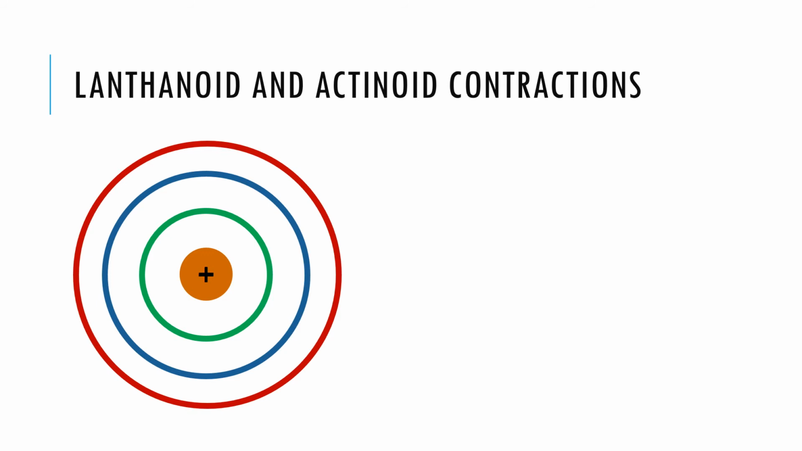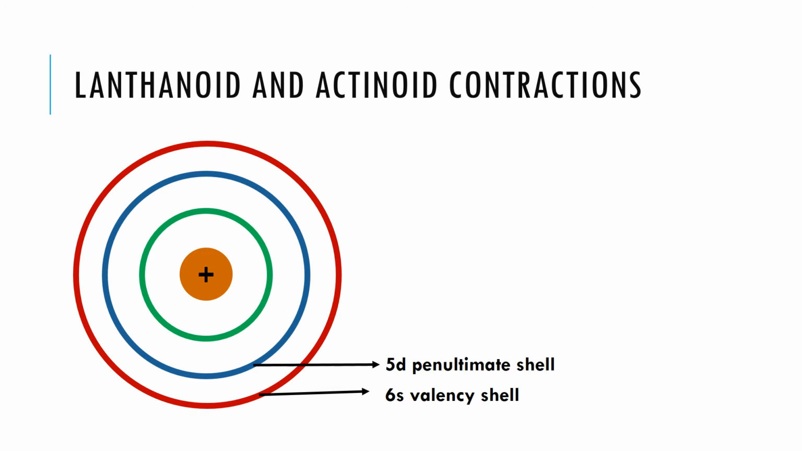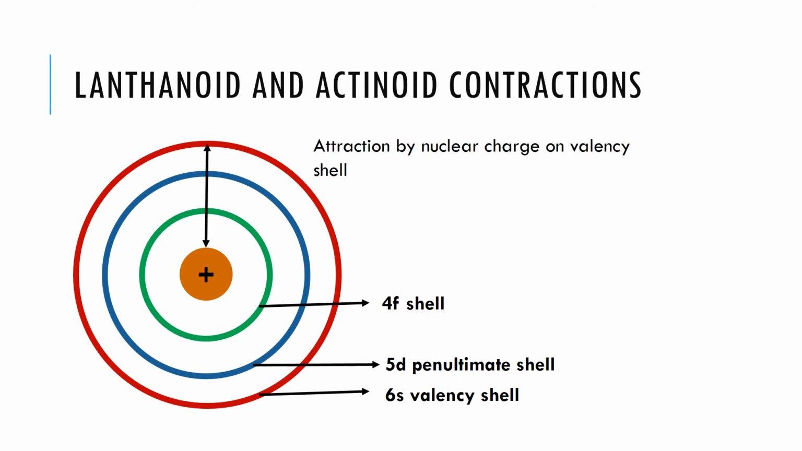Now let's think about a simple model of the atoms involved here, and what I would call frontier orbitals. What outer orbitals are we talking about? Well, there's the valency shell, which is the 6s shell. There's what I would call the penultimate shell, the one before the valency shell, which is the 5d shell. And then there's the 4f shell. And we can think about the distance between the nucleus and the valency shell as a measure of the attraction between electrons and the nucleus.